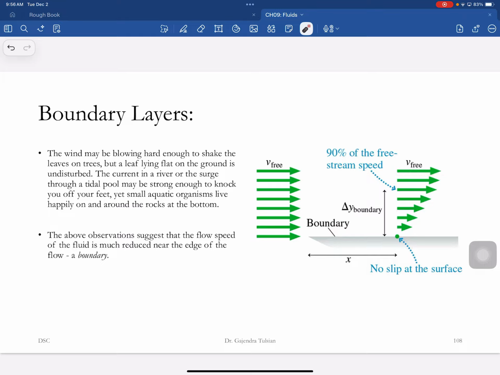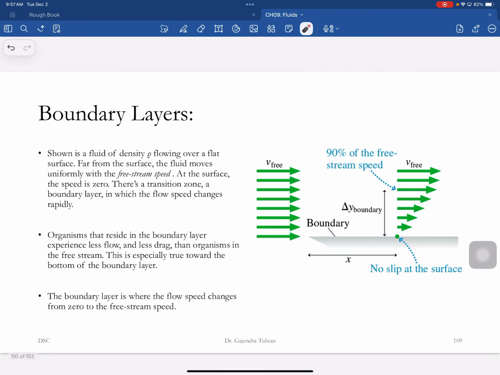So if you're a little bug and stuff like that, if you live here, then you don't feel any wind. You don't have to deal with the drag forces. If you're a little animal on an ocean floor, you don't have to deal with the tides and so on. So you don't get blown away. Organisms that reside in the boundary layer experience less flow and less drag than organisms in the free stream. This is especially true toward the bottom of the layer.